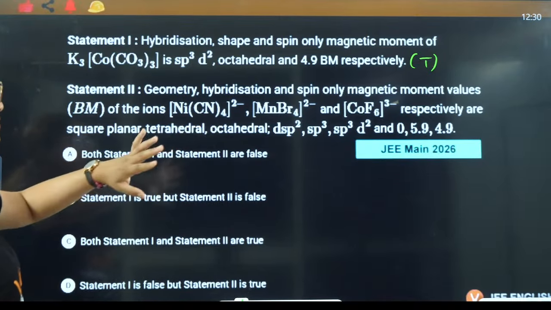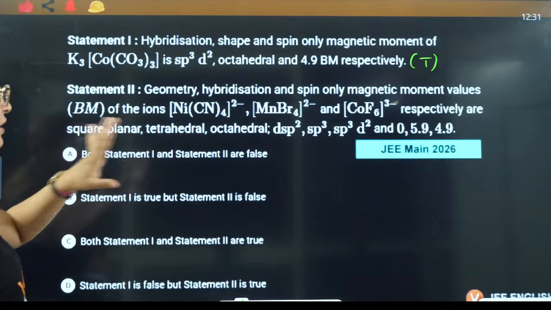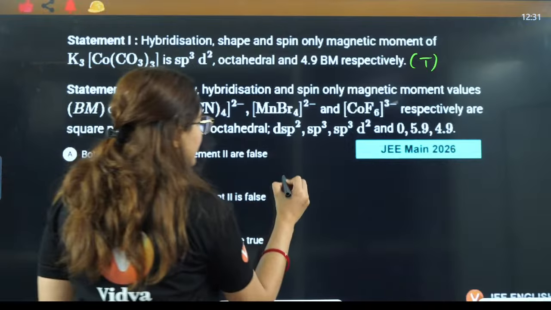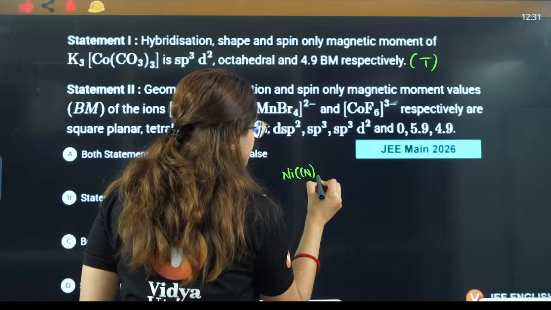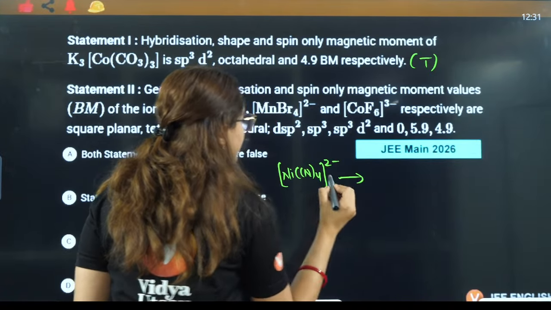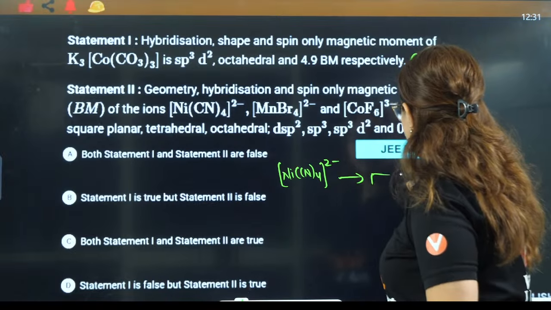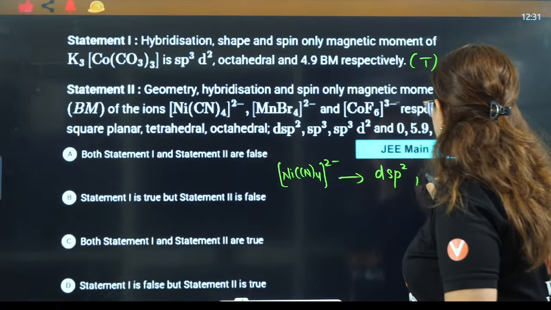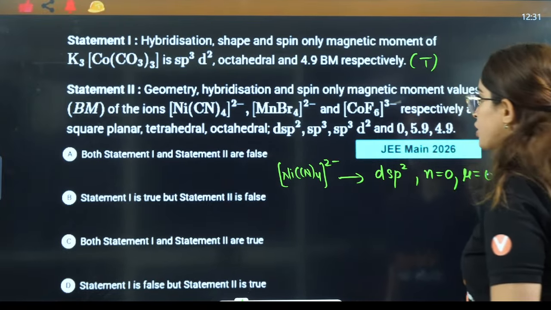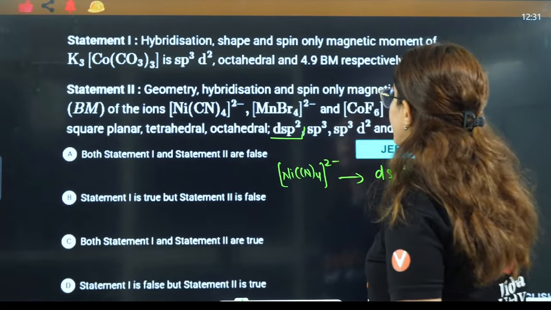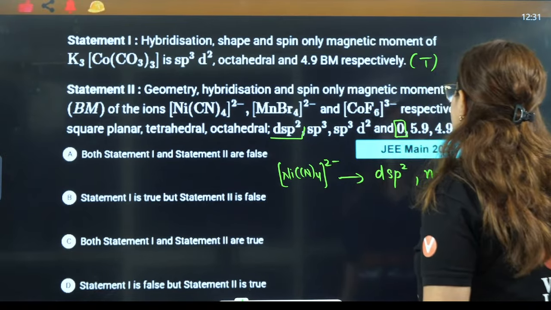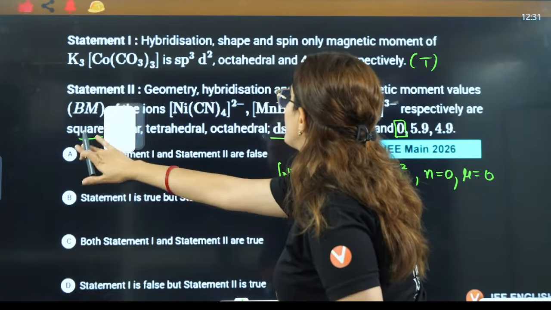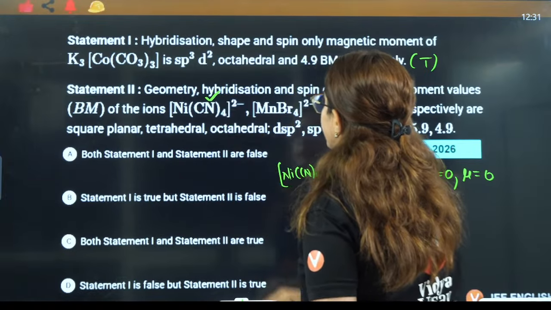Geometry, hybridization, spin only magnetic moment of these three are going to be what? So you have to tell Ni(CN)4 2 negative. We have discussed this already. In this case, pairing will be there, so dsp2, number of unpaired electrons is 0, so mu is also 0. So dsp2 is the hybridization, 0 is the magnetic moment, geometry is square planar, that is correct. So for the first compound everything is clear, right?